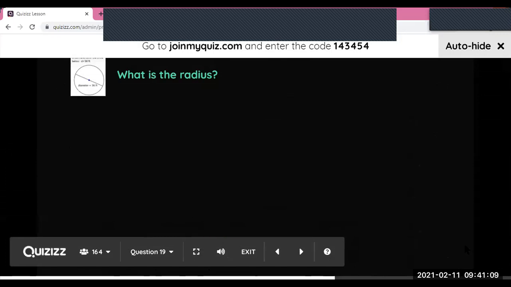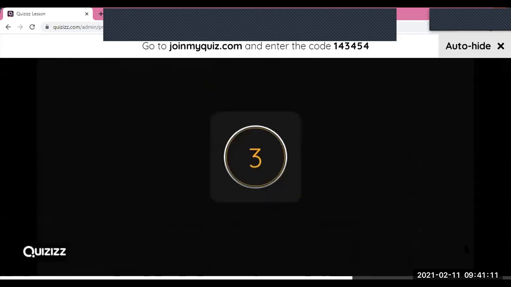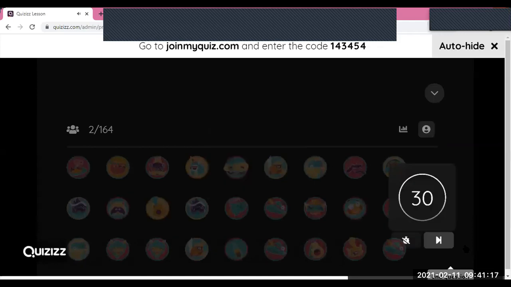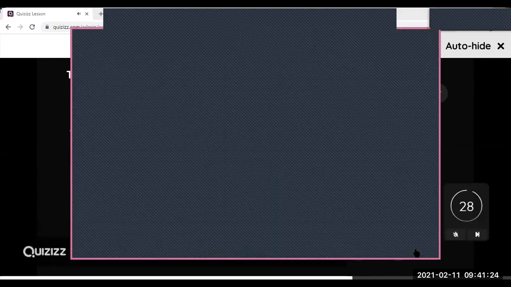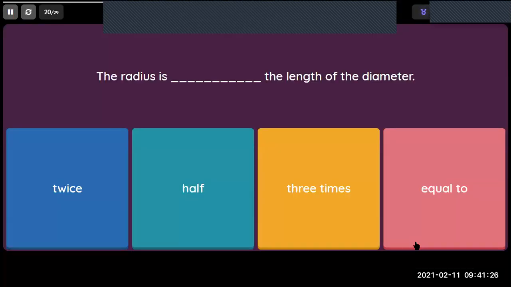All right. Let us look at one last question. And there, you already have the question on your screen. The radius is dash the length of the diameter. Again, this is an easy question. Go ahead and give it a try, students. Is the radius 3 times? Is the radius equal to diameter? Is it half or is it twice? The radius is dash the length of the diameter.